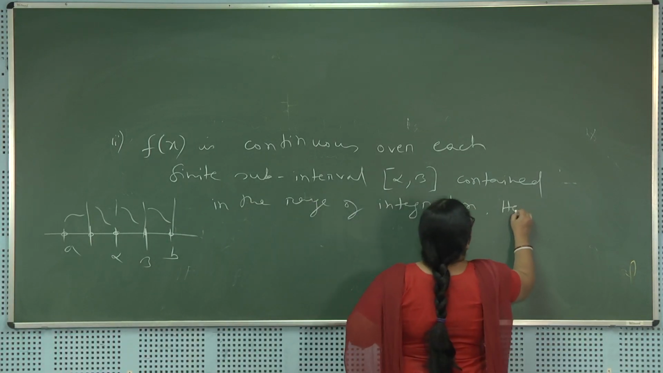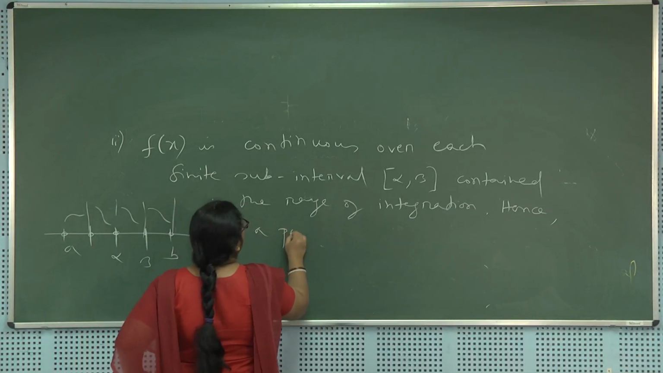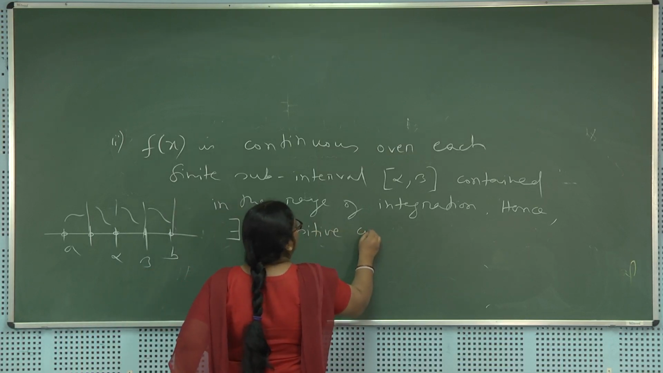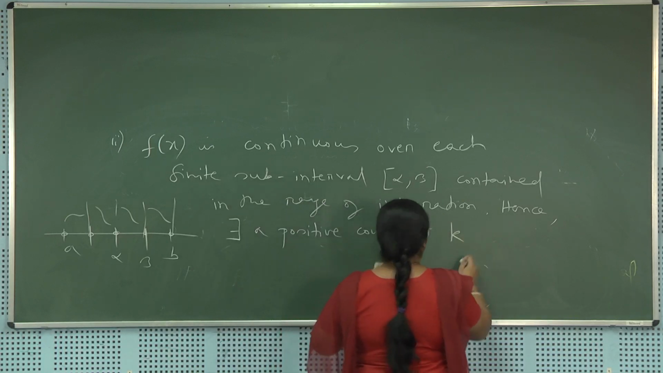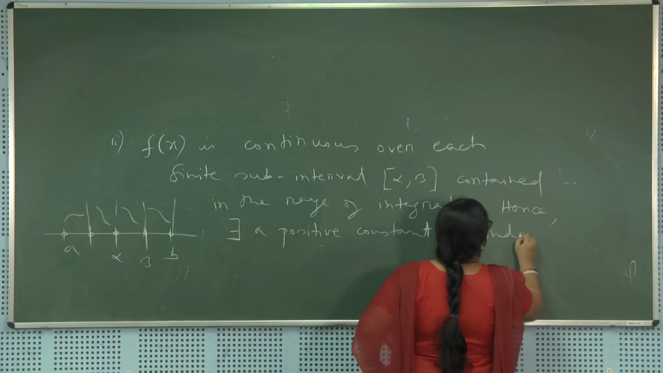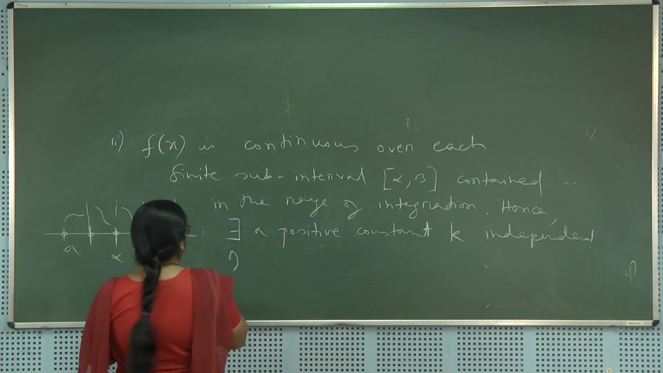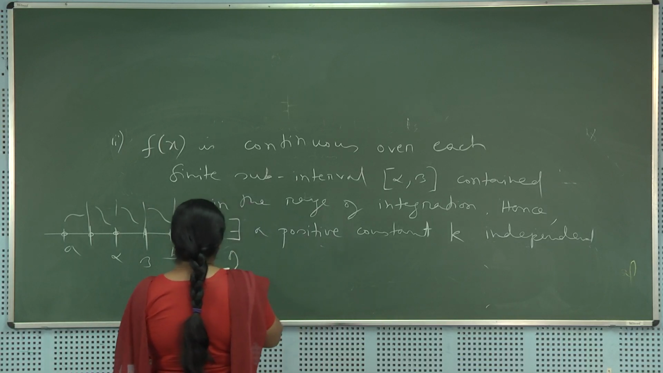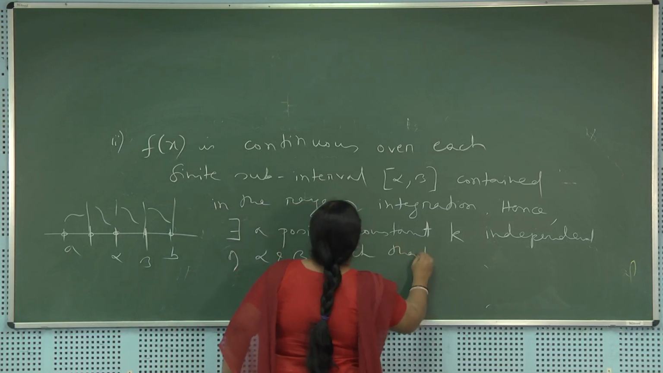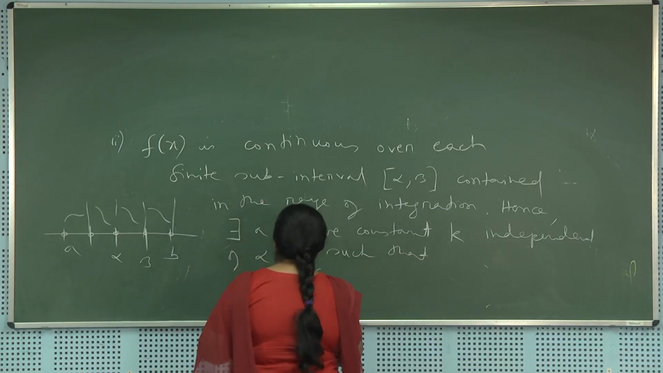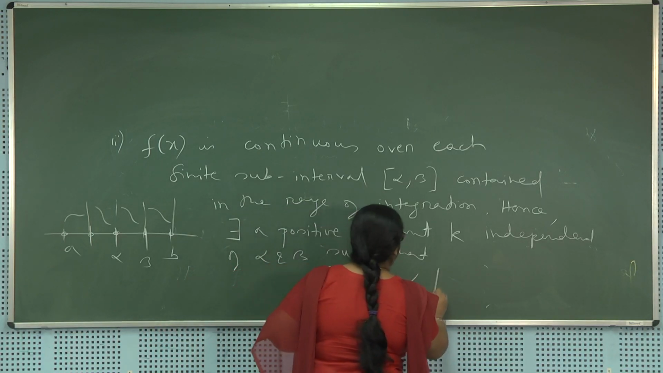Hence, since it is continuous, it is bounded, hence there exists a positive constant k, independent of both alpha and beta, such that integral alpha to beta of f x dx is less than k, that number k.